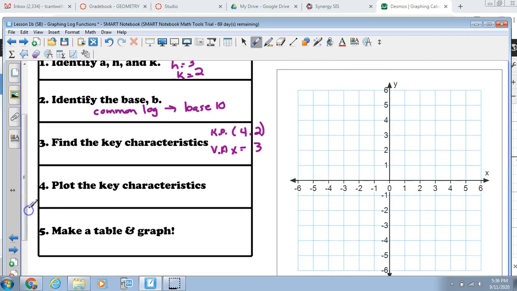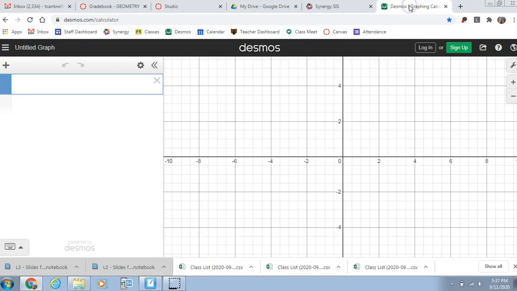We could plot these points, our key point of (4, 2) and our vertical asymptote at x equals 3. There will be nothing on this side of the graph. When we make a table and graph, we would not be able to really evaluate things unless we use Desmos. So I'm going to go over to Desmos right now. I'm just going to plug in a couple of numbers and show you what happens.